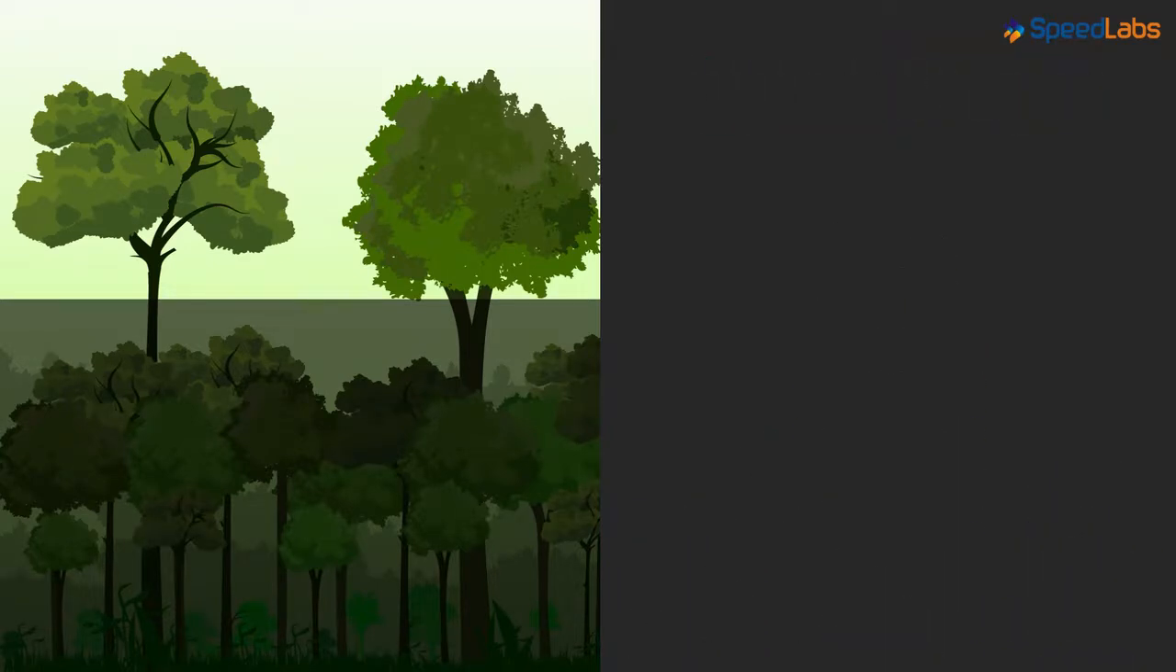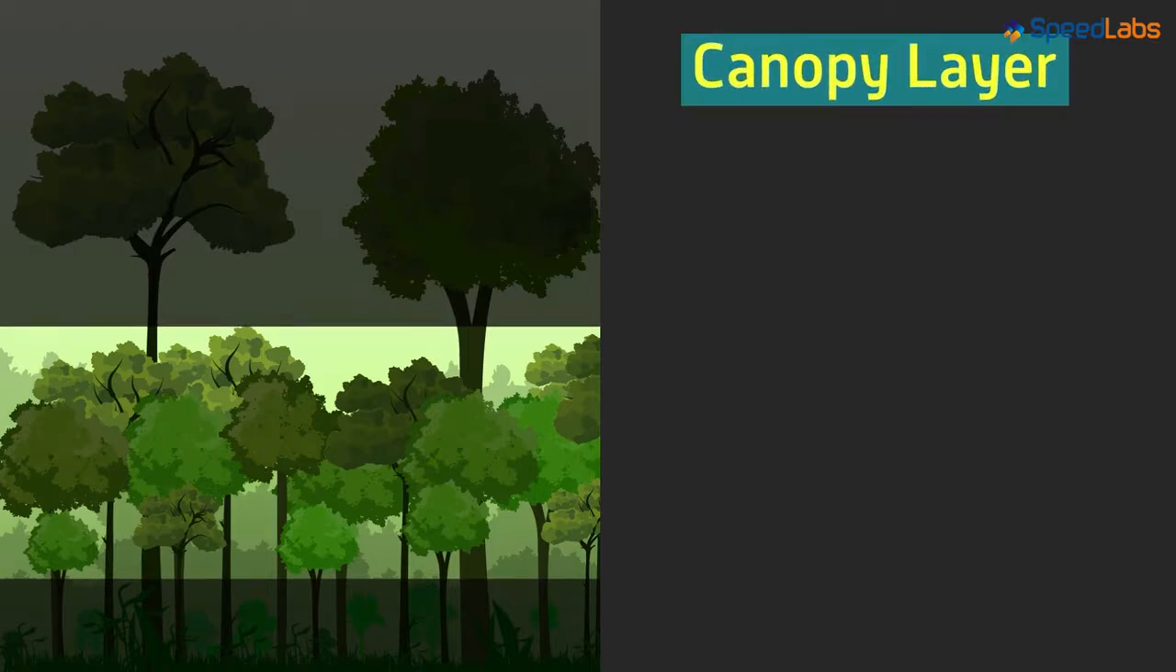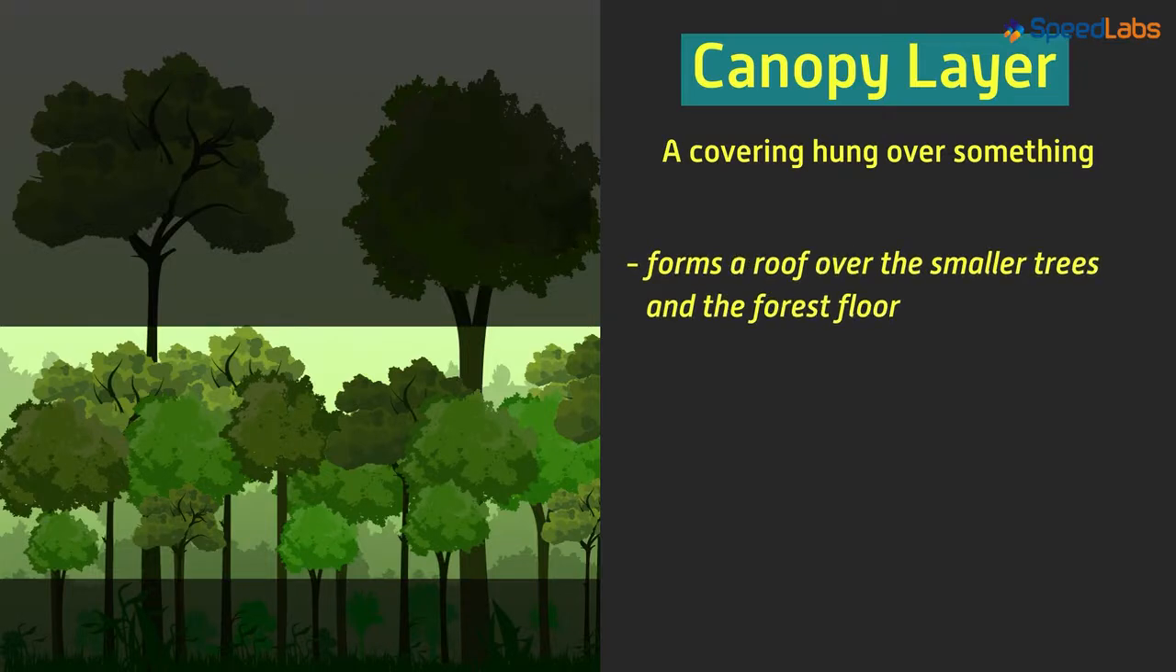After this layer comes this green belt. The layer is called a canopy. What does canopy mean? In literal terms, it means a covering hung over something, especially a throne or bed. So is this layer covering something? Yes, it is. The layer forms a roof over the smaller trees below it and also the forest floor.